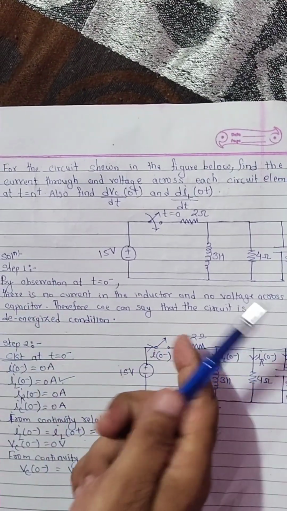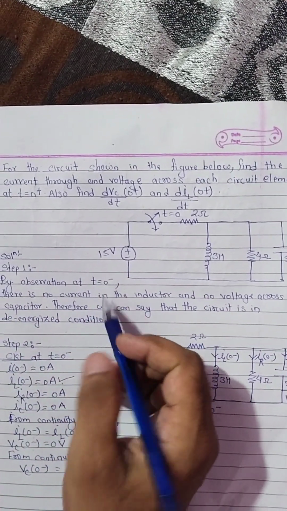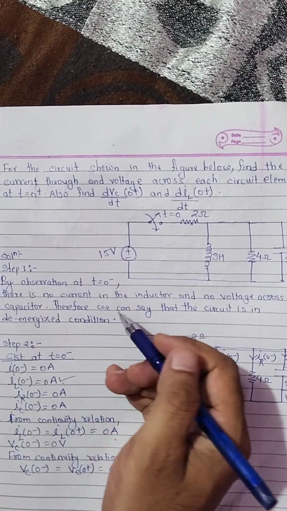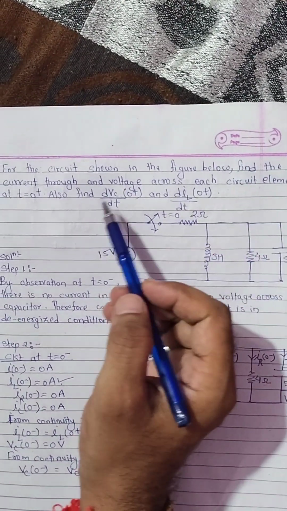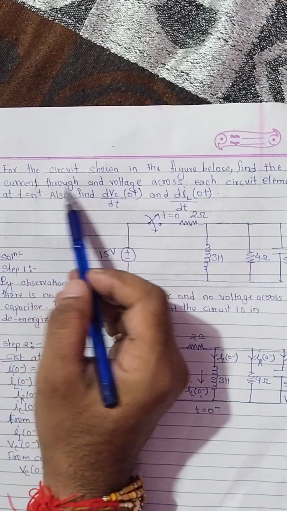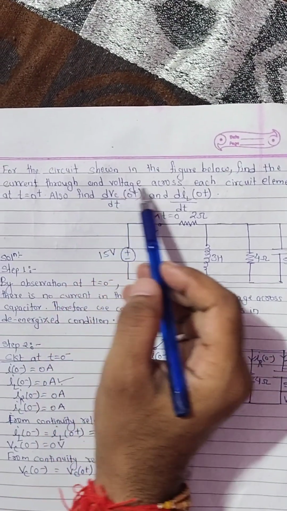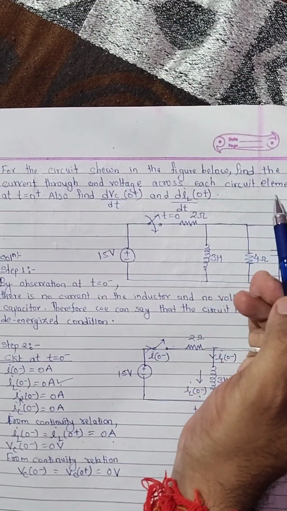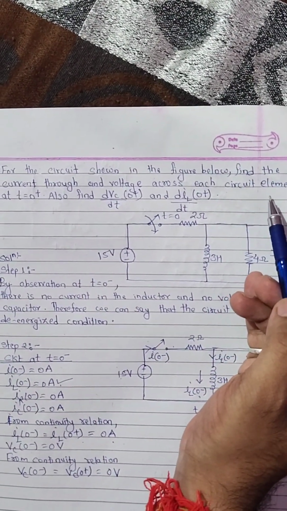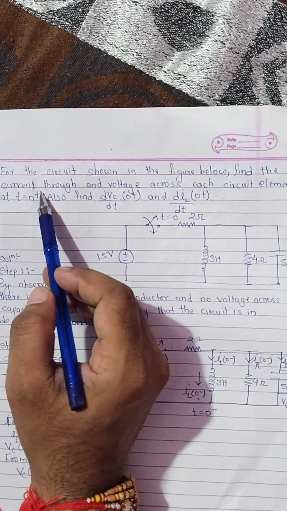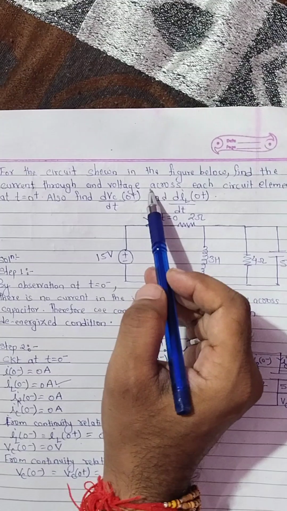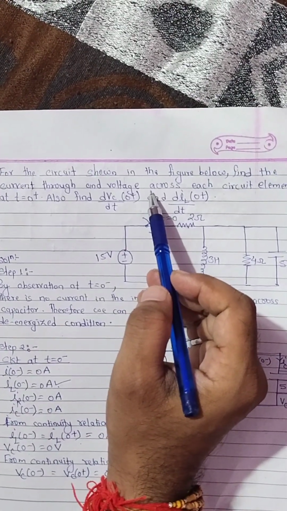Now finally we will calculate whatever the question has asked. In this question we have to find the current through and voltage across each circuit element. We have to calculate the current and voltage of each element. So let us find.